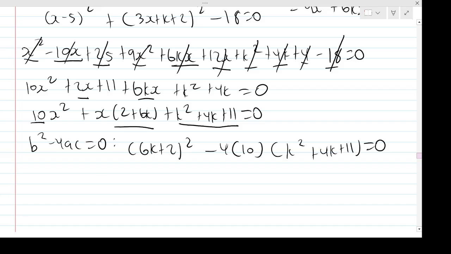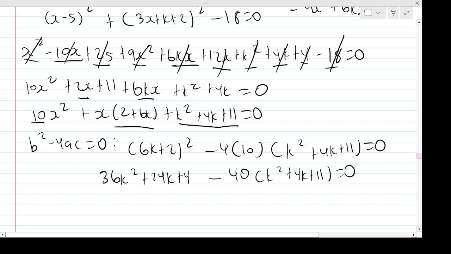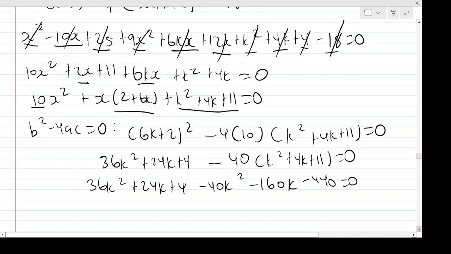So 6k times 6k be 36k squared, then 6k times 2 be 12k, and then another 12k be 24k. Then 2 squared is 4. Then minus 4 times 10 be minus 40 of k squared plus 4k plus 11 equal to 0. Then 36k squared plus 24k plus 4. Then I'm going to expand it, so minus 40k squared. Then minus 40 times 4 will be minus 160k. Then minus 40 times 11 gets me minus 440 equal to 0. And there we are.